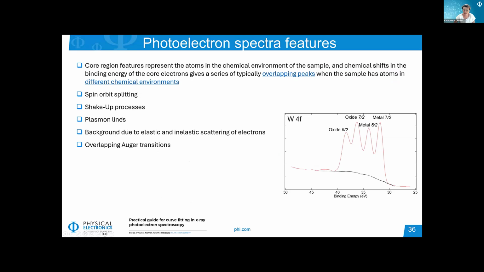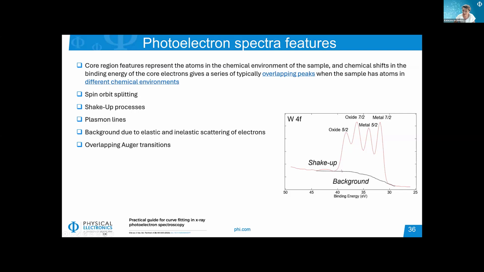There are multiple features that contribute to the overall spectra. So it's not just the chemical shift that results in the shape that we see right here. But what we would like to extract is that chemical state information. We can have spin orbit splitting. We can have shakeups. We can have plasma lines.